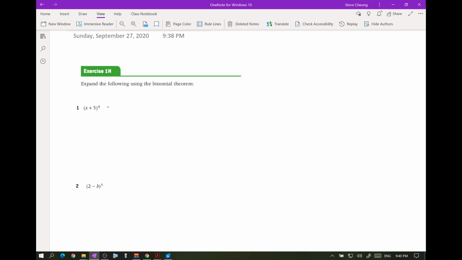So, observe the following pattern with the coefficients. We have 4 choose 0, 4 choose 1, 4 choose 2, 4 choose 3, and 4 choose 4. And with the x terms, starting with full power, we have x to the power 4, x to the power 3, x squared, x to the power 1, x to the power 0. And for 5, it goes the other way around. It starts from 0, 1, 2, 3, and 4. And we're going to join all the terms by pluses.